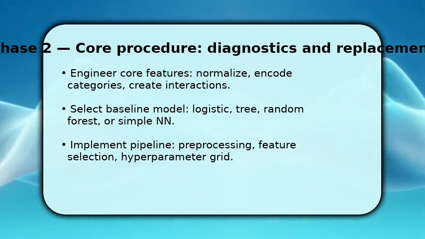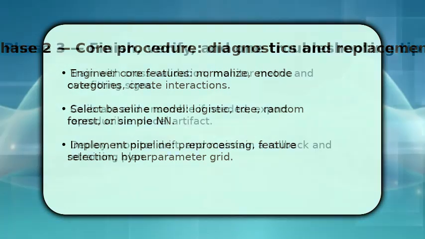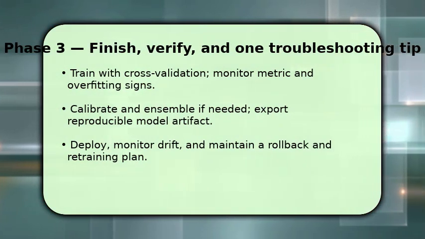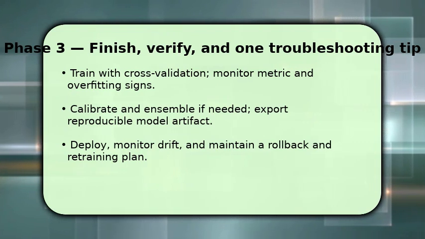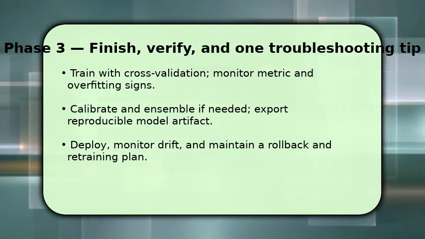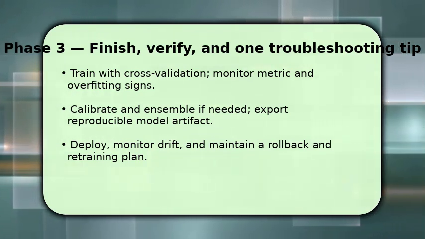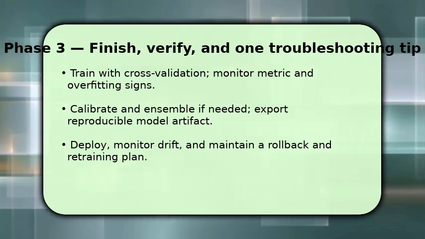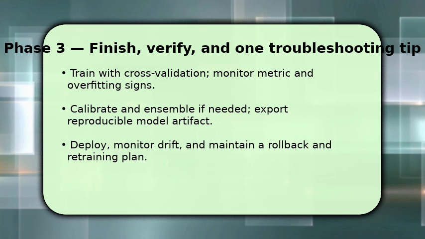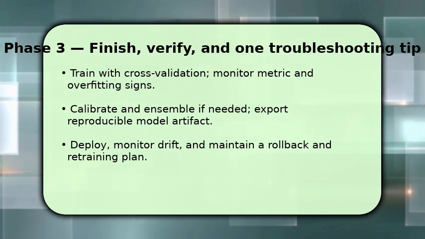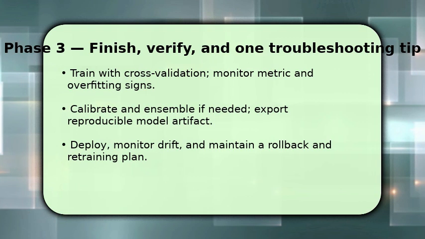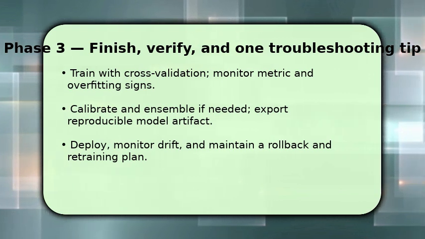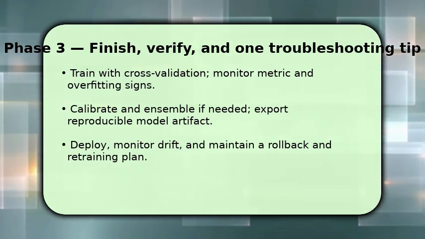Use cross-validation to estimate performance variance and inspect learning curves to detect overfitting. If needed, regularize or get more data. Once satisfied, calibrate probabilities and consider simple ensembles to boost reliability, then save a reproducible model artifact with versioned code and metadata. Finally, deploy with monitoring for data drift, set alerts, and have a rollback plus retraining plan.